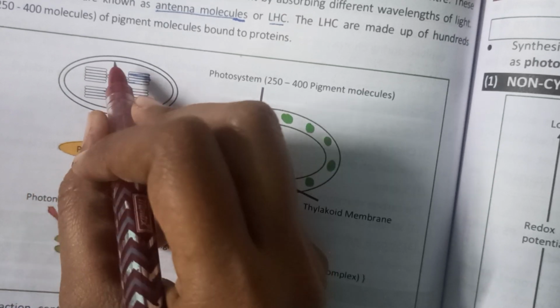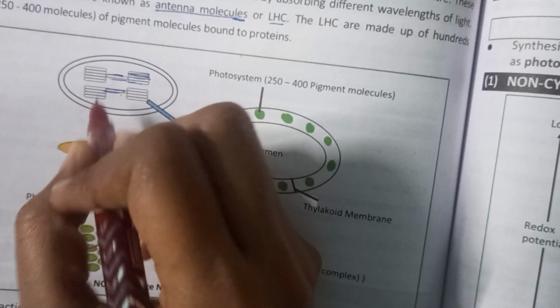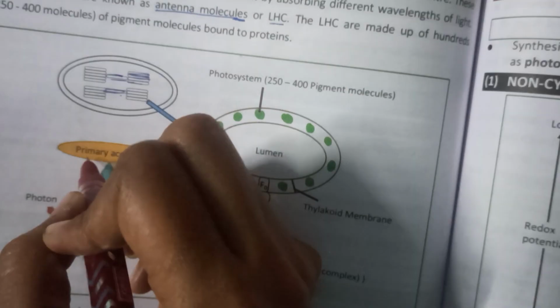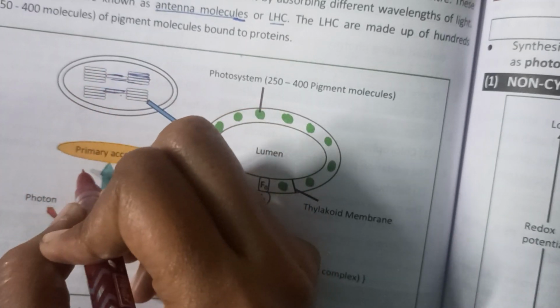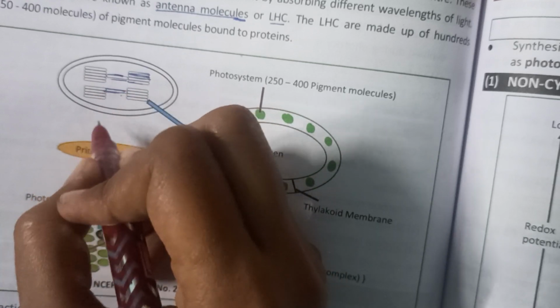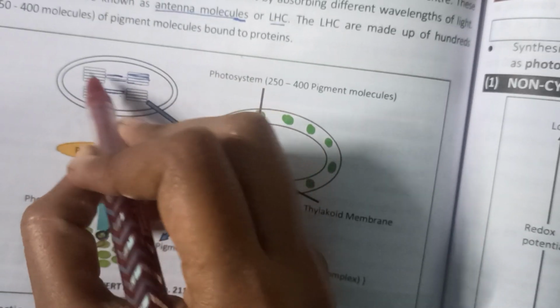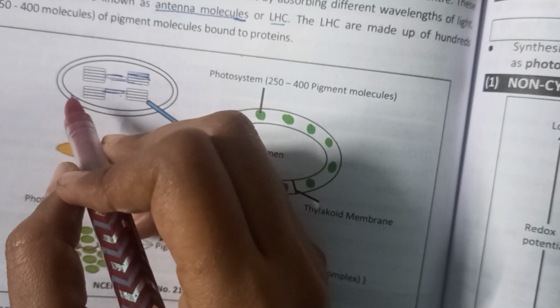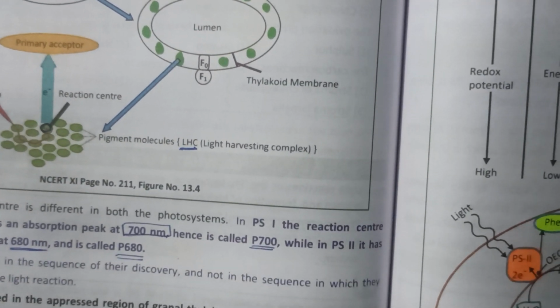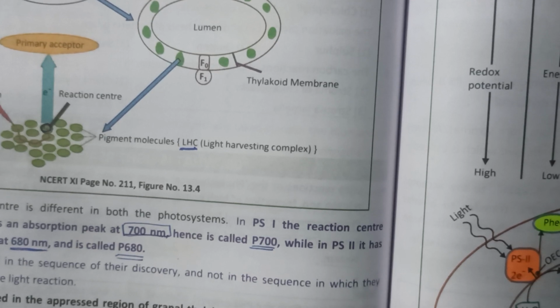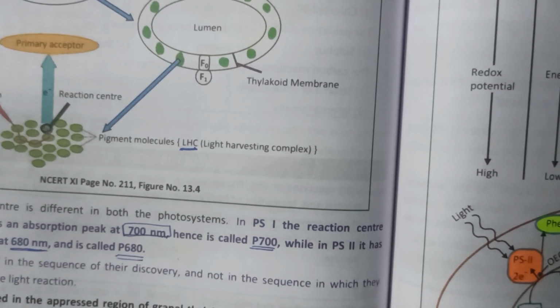Because the excited electron cannot be replaced, it will come back and sit at its initial position. So the electron is cycling, hence cyclic photophosphorylation. But the grana has thylakoid membranes which have both the photosystems. It is where the non-cyclic photophosphorylation, or the Z scheme, occurs.